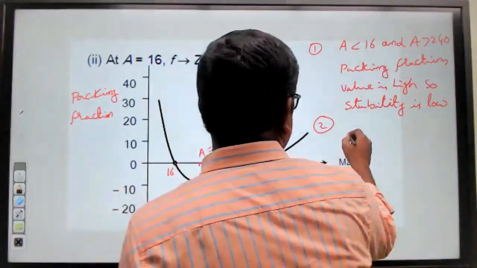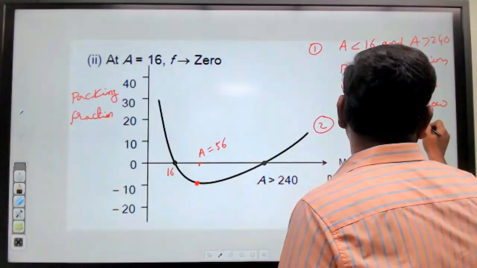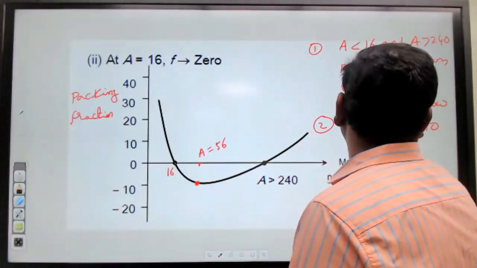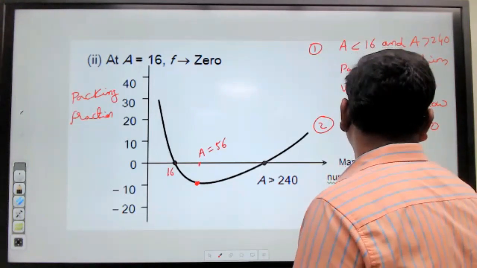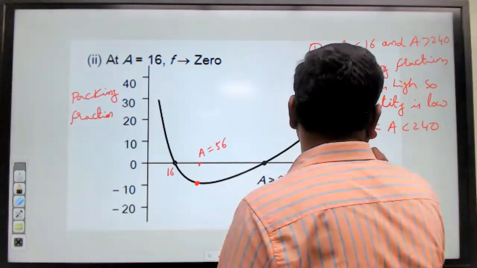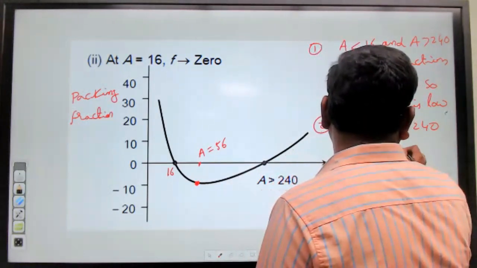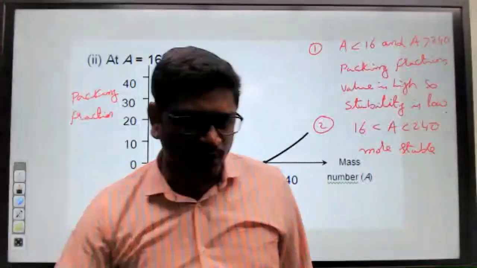Next one. If 16 less than A less than 240, correspond to high stability. Between 16 and 240 region is more stable. Only these are the conclusions.